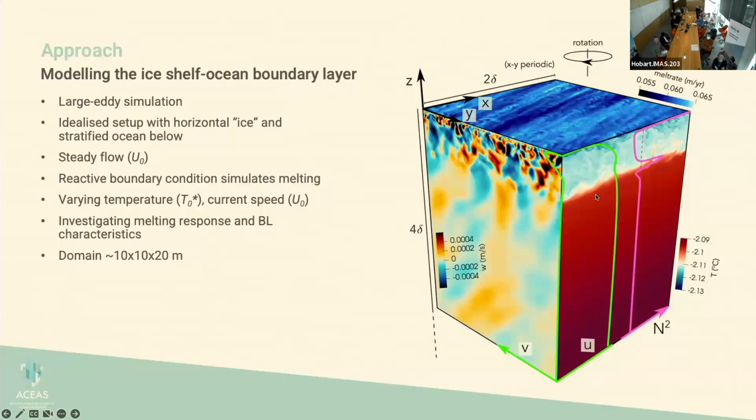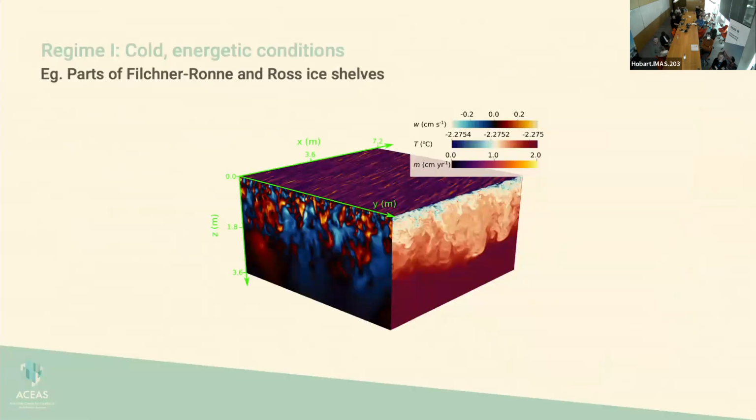This green is supposed to be showing you the velocity profile. It's stratified, and up top we have a special boundary condition that simulates the melting. What we do with this idealized domain is we vary the temperature and the current speed in order to determine how melting responds to these different conditions, and also how the boundary layer profile and properties change. To give you an idea of the physical scale, this model domain is 10 by 10 by 20 meters. I'll describe these fields on the next slide.